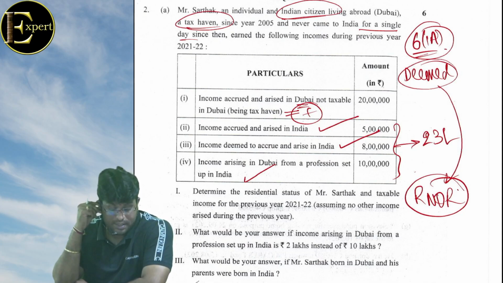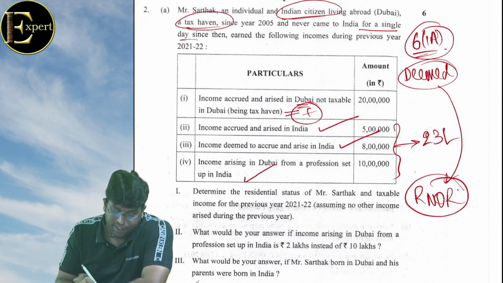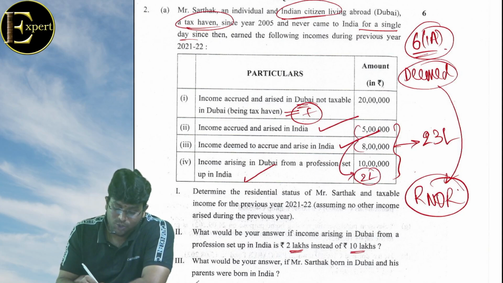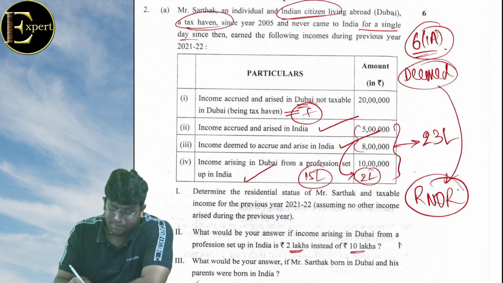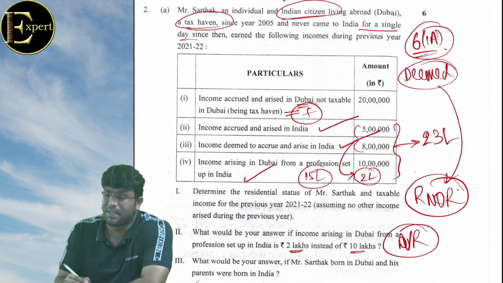Understood? Second case: what would be your answer if income arising in Dubai from a profession set up in India is 2 lakh instead of 10 lakh? If it becomes 2 lakh, how much would it be? 13 plus 2 is 15. So he will not be a deemed resident. What does deemed resident not applying mean? Non-resident.